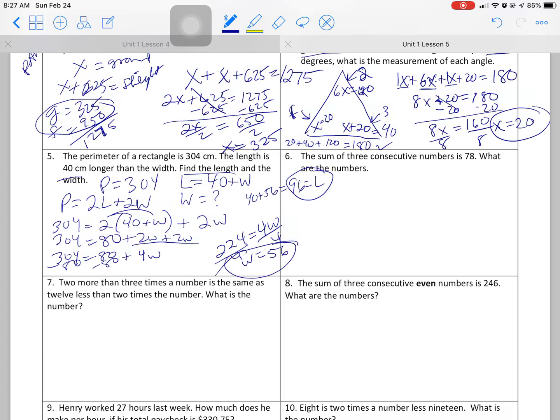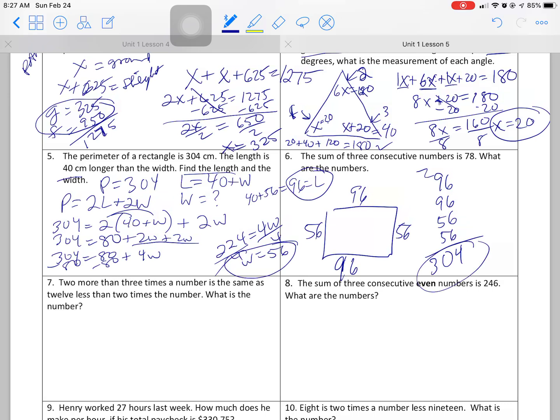We should probably check that. If the length was 96, and this was 96, and this was 56, and this was 56, then 96 plus 96 plus 56 plus 56, 6 times 4 is 24, 18, 20, 30. Yeah, we're good. Okay.